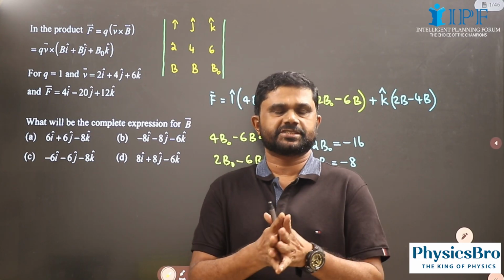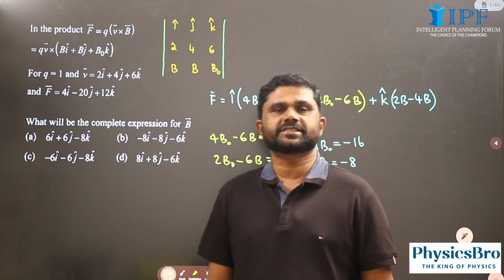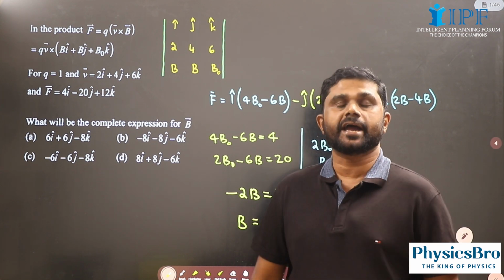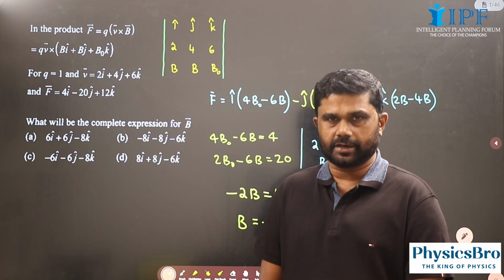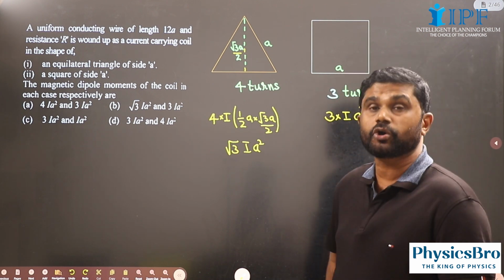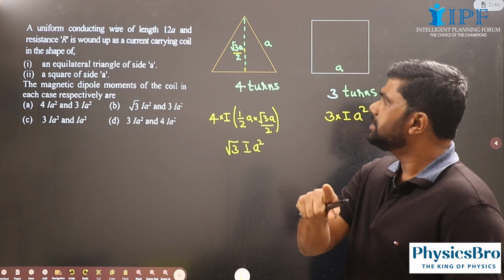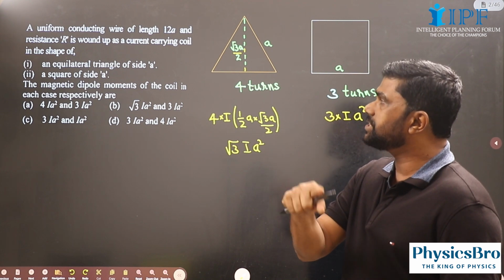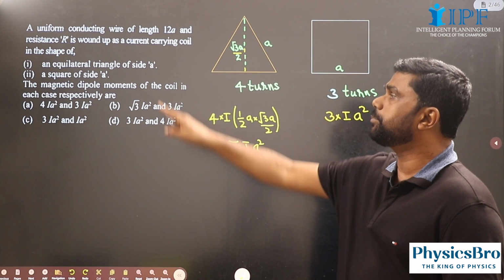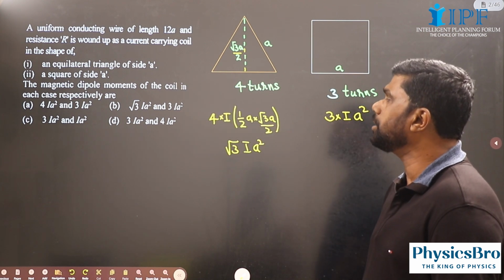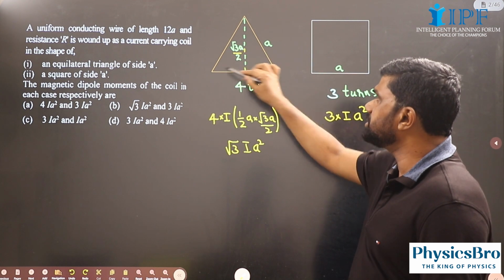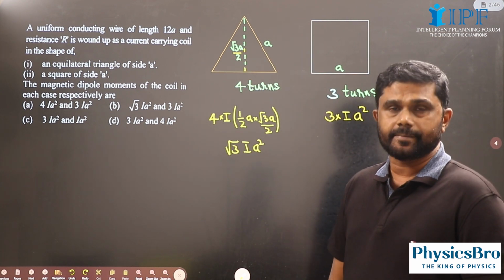Hello children, in this video we will be discussing previous questions from the chapter Moving Charges and Magnetic Effect of Electric Currents. A uniform conducting wire of length 12A, total length of the wire is 12A, and resistance capital R, is wound up as a current carrying coil in the shape of first an equilateral triangle of side A. So the perimeter of this triangle will be 3A.